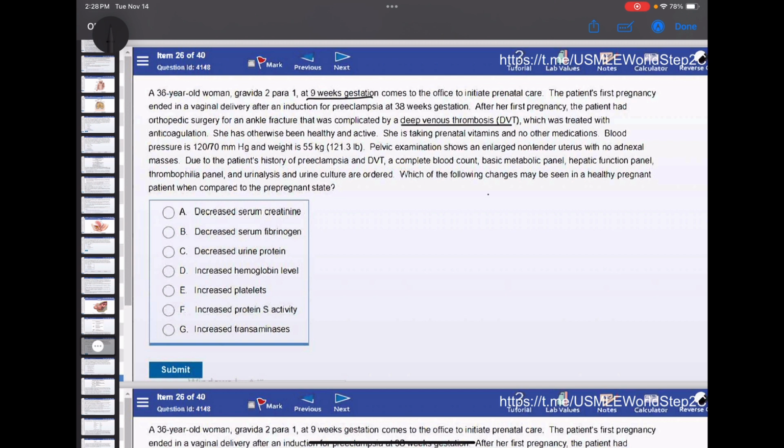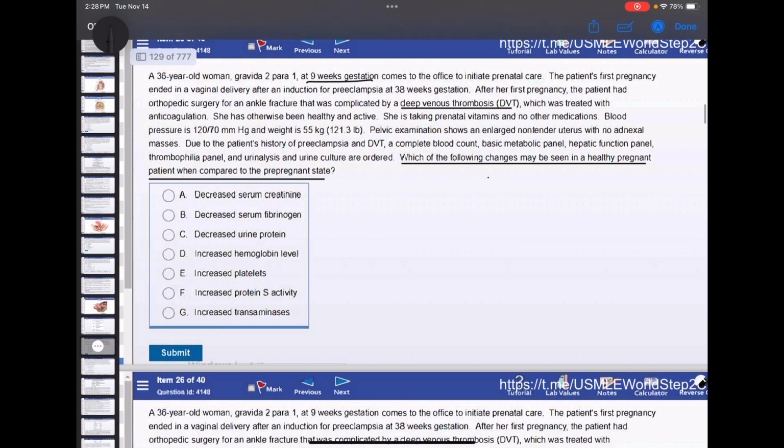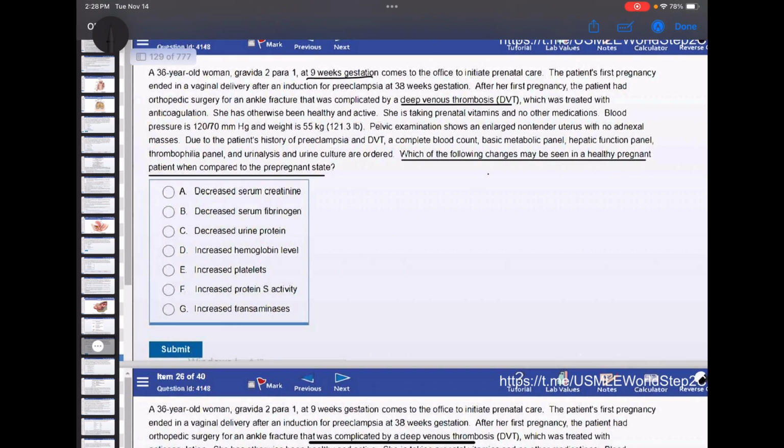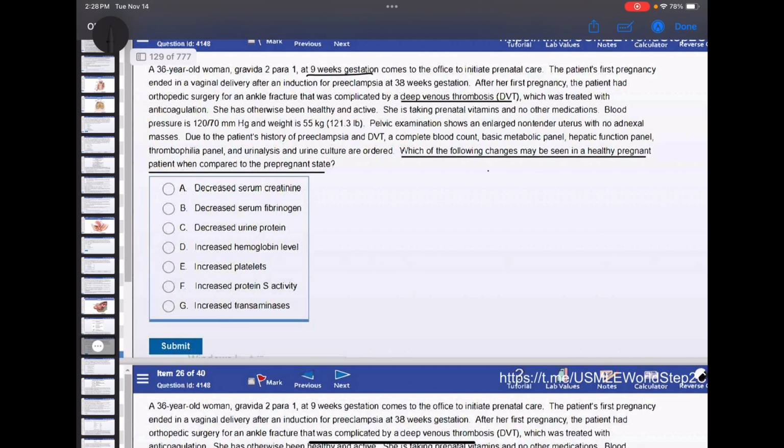So basically this scenario is not really linked to the question. We are just asking which of the following changes may be seen in a healthy pregnant patient when compared to the pre-pregnant state. So as we read the physiological changes during pregnancy, these are some options: decreased serum creatinine, decreased serum fibrinogen, decreased urine protein, increased hemoglobin level, increased platelets, increased protein S activity, increased transaminases.